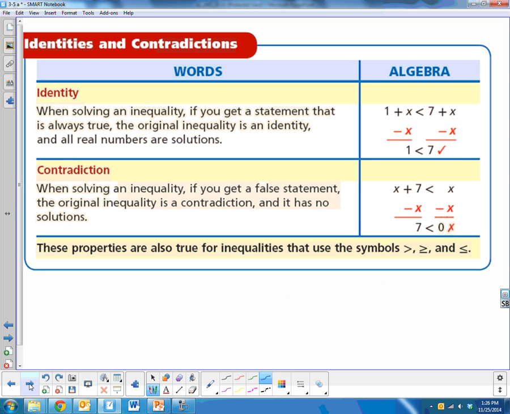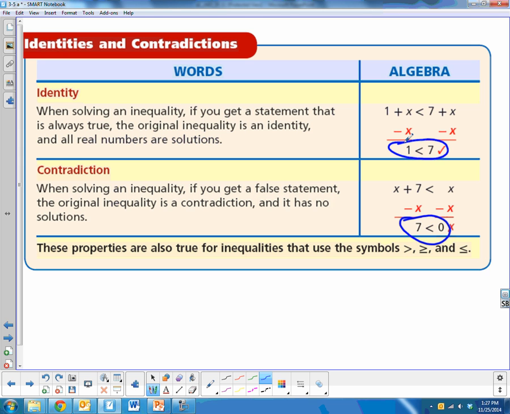In fact, that's what we have right here in your notes, identity and contradiction. We've used these before, so I'm not going to spend a lot of time on it. Contradiction is when it will never work. 7 is not less than 0. Identity is when it is always true.